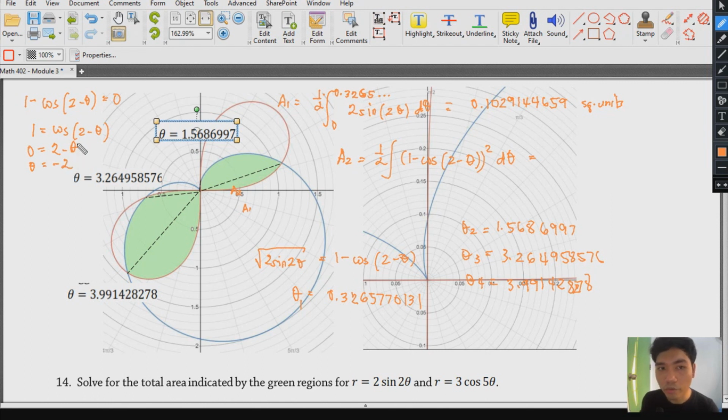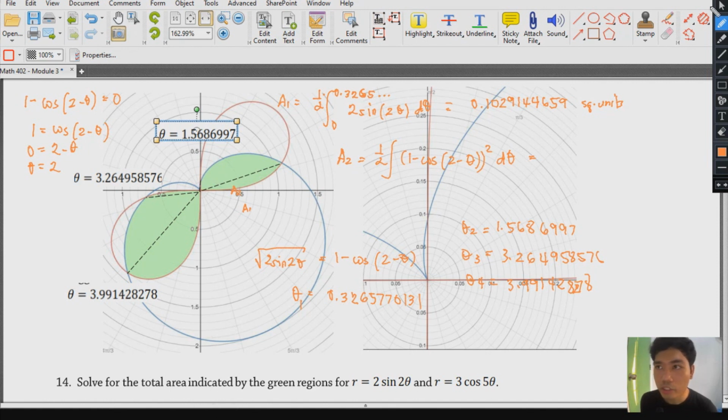Okay, so with that being said pala, that should be negative 2. What makes cosine 0 is actually 1. What makes cosine 1 is actually equal to 0, and then yun na yun, 2 minus theta. So therefore, theta is actually equal to, this is actually pala positive 2. Not really, okay, not really negative 2. So, yun. Positive 2 siya. So, that makes sense na this is 2.